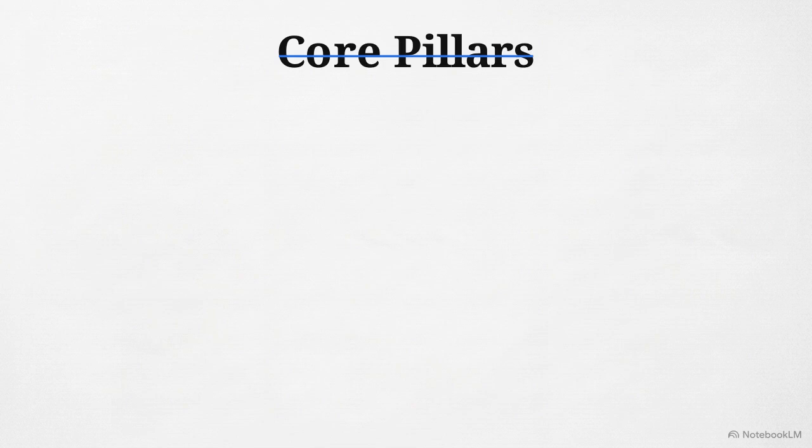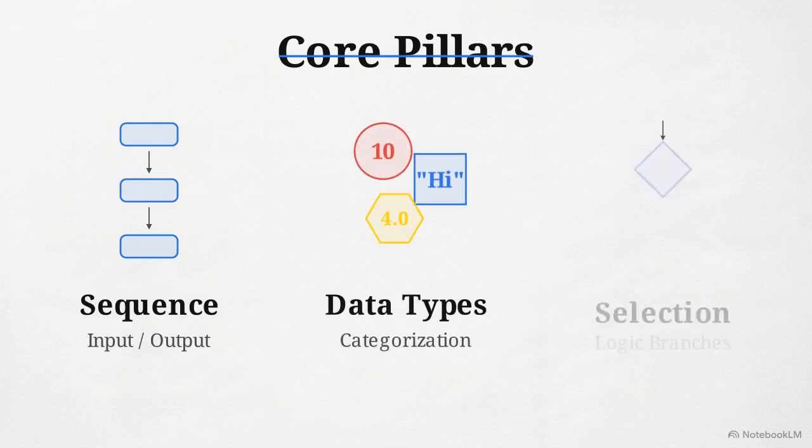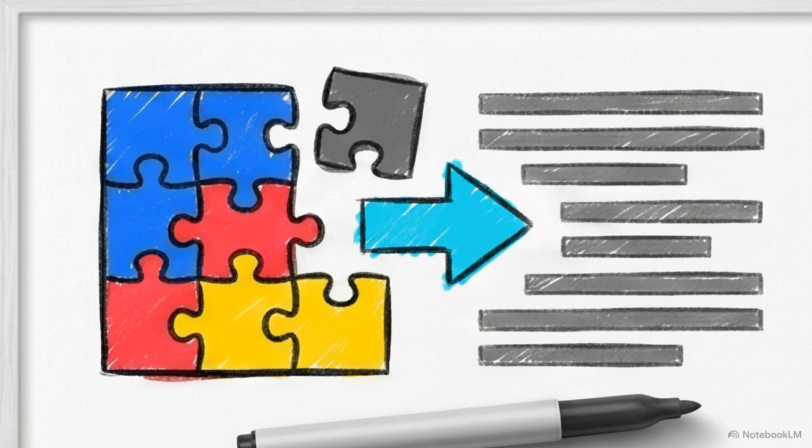By completing this calculator, you have applied the three core pillars of text-based programming, creating a sequence of inputs and outputs, defining strict data types, and using selection to branch your logic. You have successfully moved from visual blocks to writing and debugging your own code.